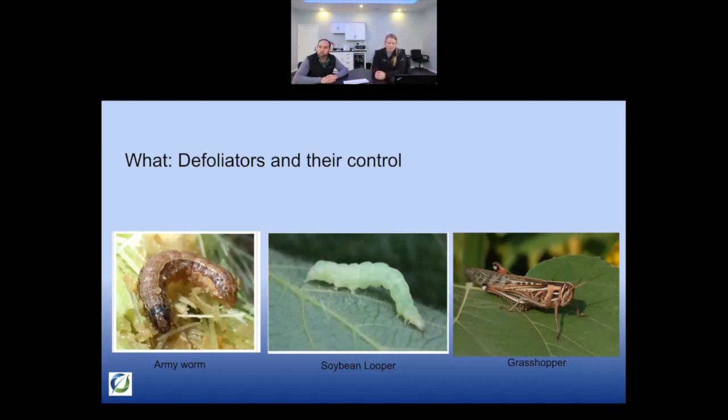If it's that bad, if defoliation reaches 20%, like we're talking about with some of our other defoliators, we would probably consider an insecticide for a grasshopper. And then also on a grasshopper, if there are other pod feeding insects present, which most of the time there probably will be, then we probably need to seriously think about taking action.